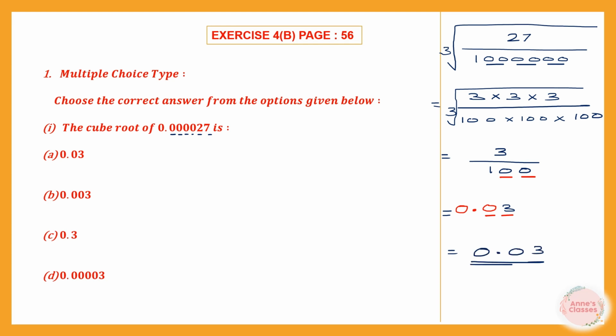0.03. Which option is that? That is option A, 0.03. So option A is our correct answer.